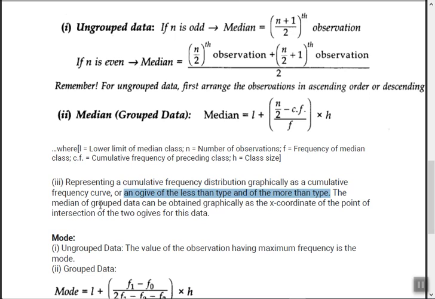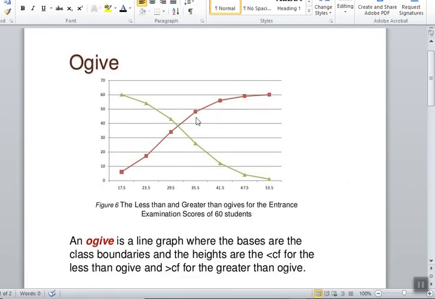The median of grouped data can be obtained graphically as the x coordinate of the point of intersection of the two ogives of the data. Means, see, these two ogives, when you plot less than and more than, both you have to plot, and the intersection point over here will be known as the median.